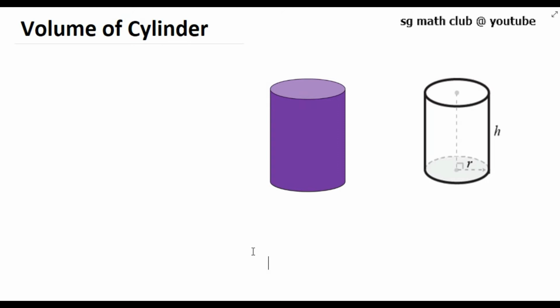We already learned that the space occupied by an object is called volume. If the object is hollow or the interior is empty, then the capacity of that container will be the volume. And in the last video we have seen the volume of a cube and cuboid. Volume of a cube is L cube, and volume of a cuboid is length into breadth into height.